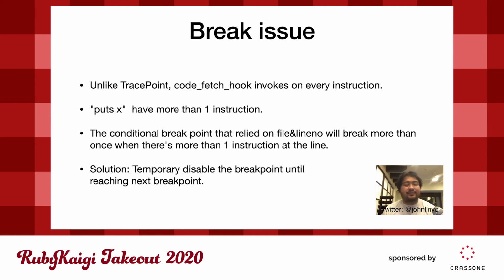But there are some issues. The main issue is that unlike TracePoint, the code fetch hook is invoked on every instruction instead of every line. So for example, puts x will have more than one instruction. So the conditional breakpoint that relies only on file and line number will break more than once when there's more than one instruction on a line. So like puts x will break like 2 or 3 times. So the current temporary solution is that we'll temporarily disable the breakpoint when we try to continue. And after we hit the next breakpoint, we'll enable them again.